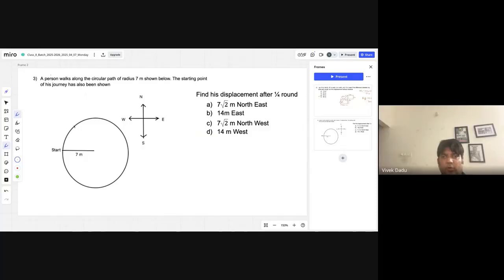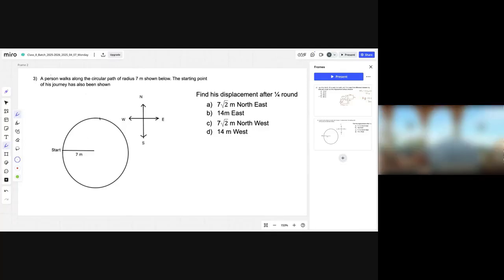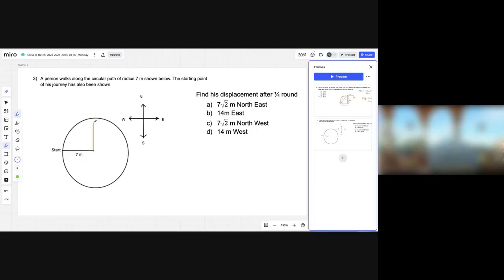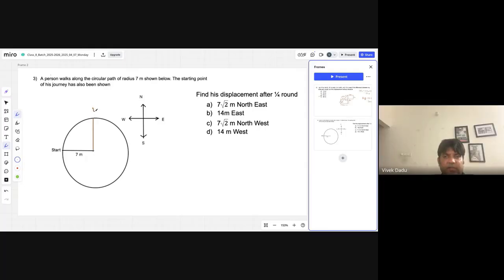Okay. So 1/4 round means if he's starting here, where will he end? Like there, right? Yes or no? Yes, sir. So this is the start, this is the end. Now you have to find his displacement, right? This will be his displacement. And remember, I have said I have not commented on direction, so you have to give direction. Whenever displacement is asked, you have to give direction as well.